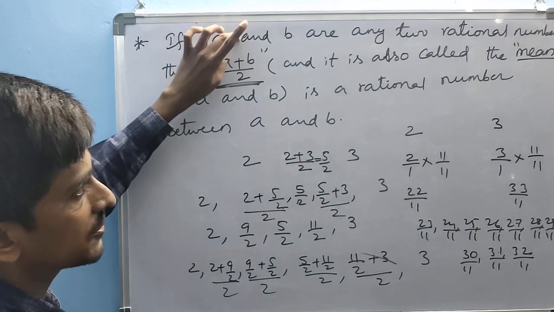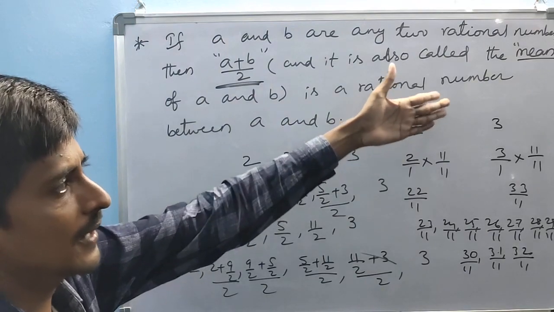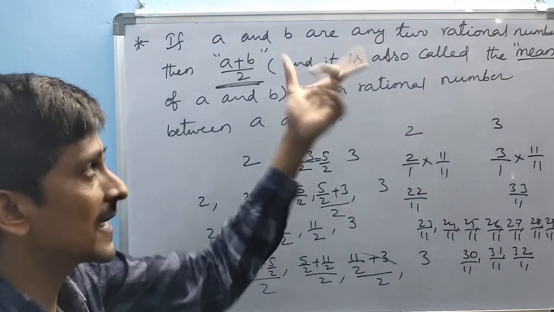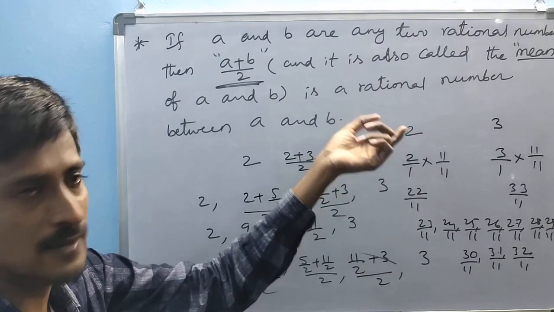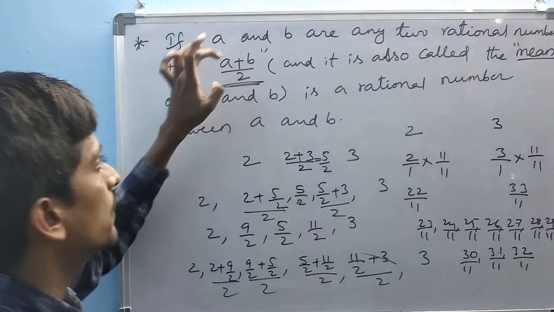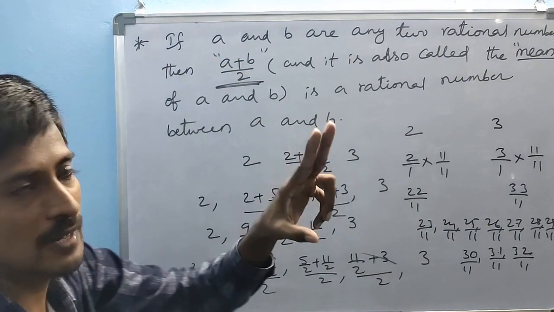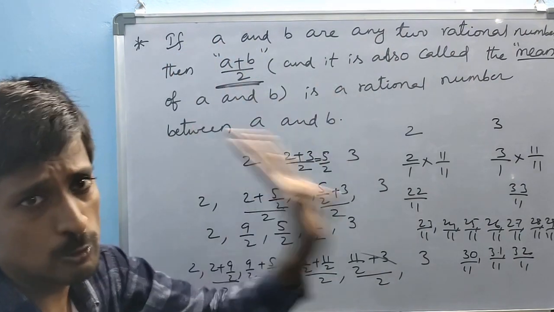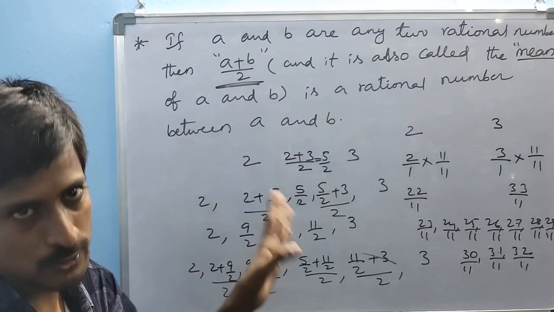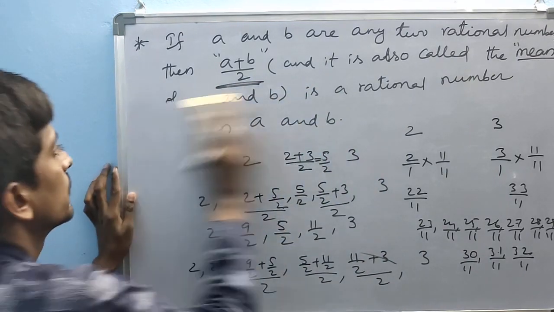This is another method also. If you are given MCQs like, what is the mean method of any two rational numbers? How to find the rational numbers between any two rational numbers? A plus B by 2, the average of the given two numbers, A plus B by 2, or 2 plus 3 by 2. That is the mean method.